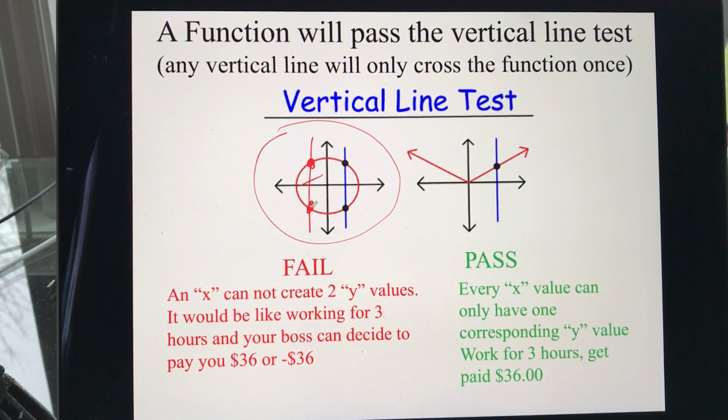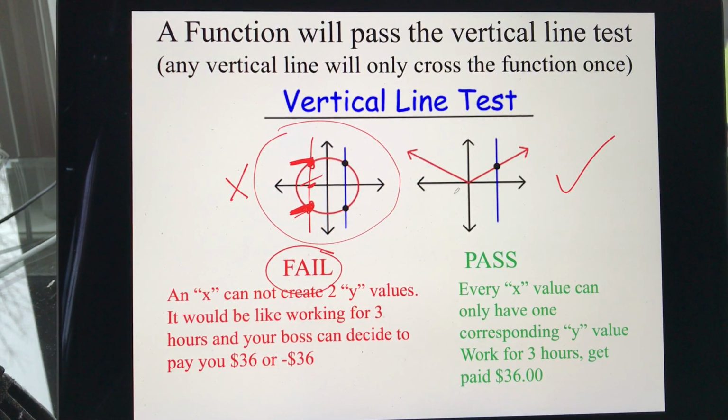That fails. What that means is that for this x value, I'm creating 2 y values: a y value here and a y value here. That's bad. That's not a function. That's like you working for 3 hours and the boss is going to pay you $36 or negative $36. Okay, that fails. That doesn't make sense to us. A function is over here on this side.